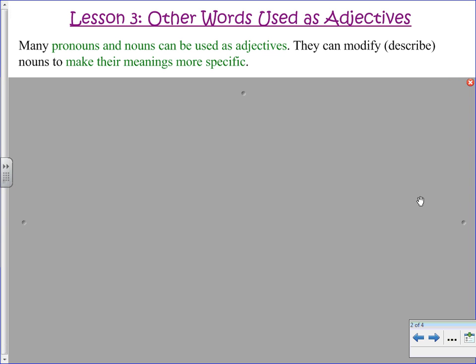This is chapter 5, lesson 3. It's called Other Words Used as Adjectives. So we've talked before that an adjective is a word that modifies, it describes either a noun or a pronoun. So today we're actually talking that sometimes in writing, pronouns and nouns can actually be used as adjectives. In this case, they are pronouns or nouns, but they're acting as if they are an adjective, so they're actually modifying or describing a noun to make a meaning more specific within writing.